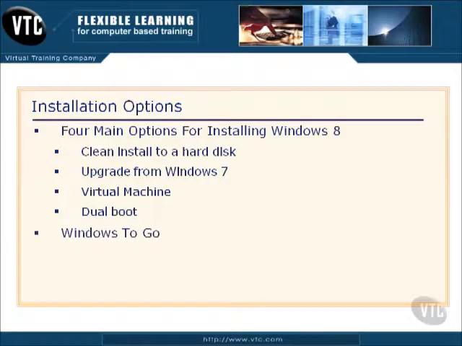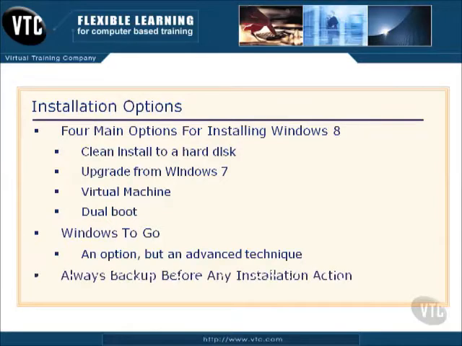Now, Windows to Go is an option, and of course that's where we run the entire Windows operating system off of a USB device. This can be a thumb drive, it can be an external USB drive. It does support USB 3.0, which is much faster than 2.0. It's an option, but I'm not going to go into it very deep here because it is an advanced technique and it's not as simple and straightforward and wizard driven, if you will, on installation as the other 4 options.